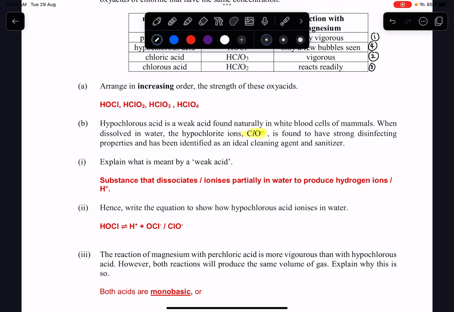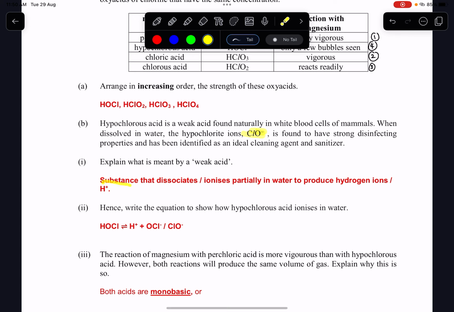Okay, they ask you what is meant by a weak acid. Remember, if you want to explain what a weak acid is, you have to talk about both the fact that it's an acid, and then that it is partially ionized.